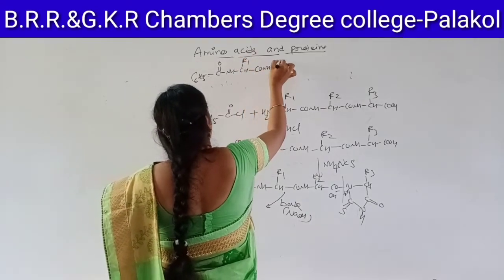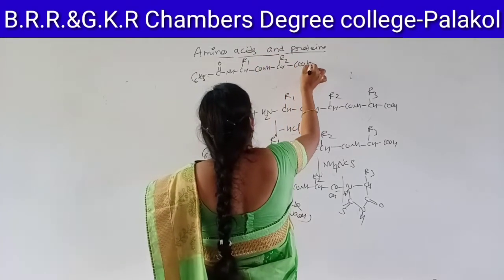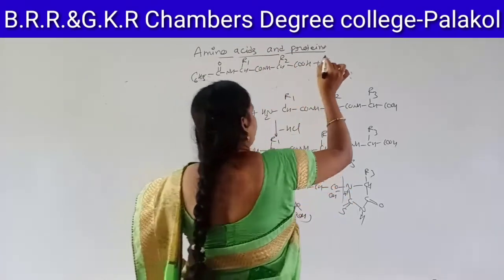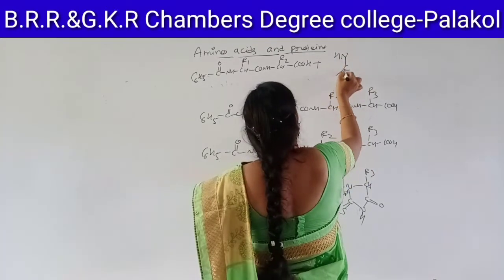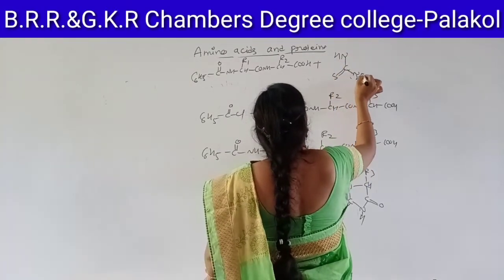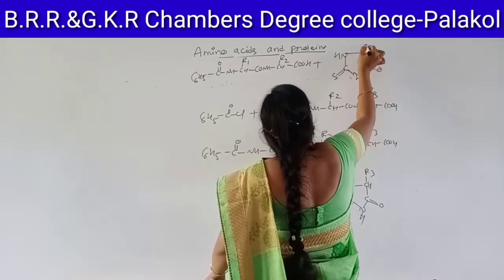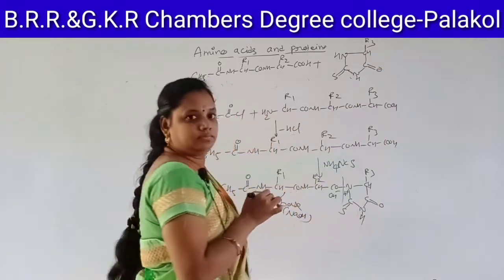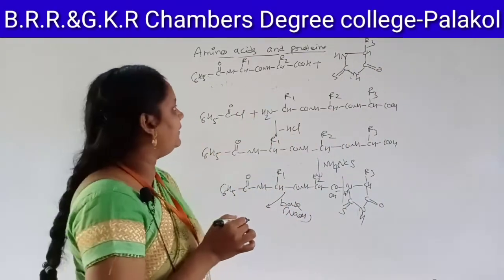CONH, CHR2, COOH plus NH, C double bond S, NH, C double bond O, CH, R3. Okay, students, you will get a heterocyclic derivative.